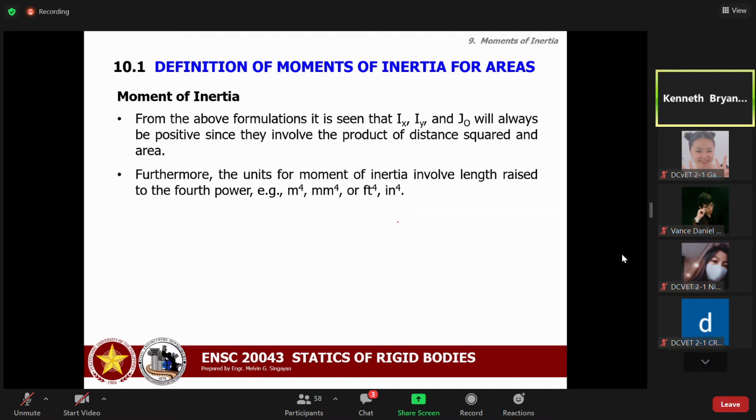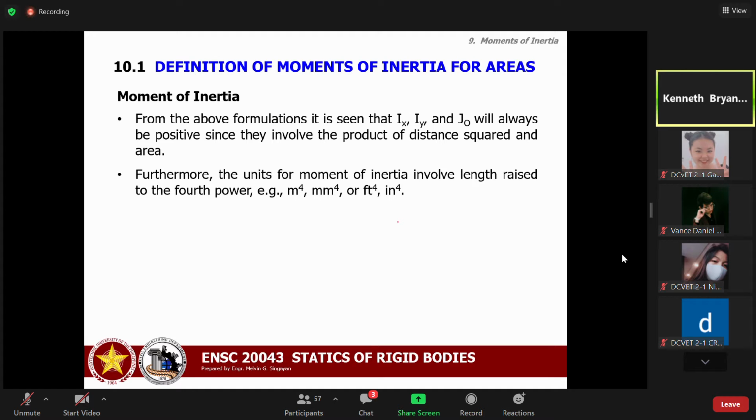So next, from the above formulations, it is seen that Ix, Iy, and Jo will always be positive since they involve the product of distance squared and area. Furthermore, the units for moment of inertia involve length raised to the fourth power, say m to the fourth, millimeters to the fourth, or inches to the fourth.